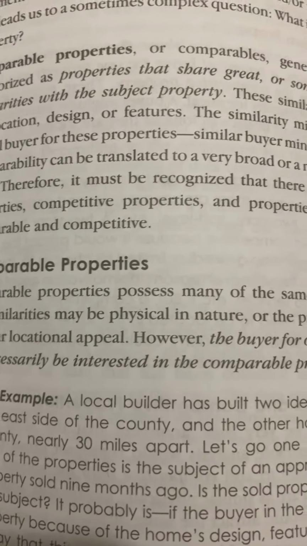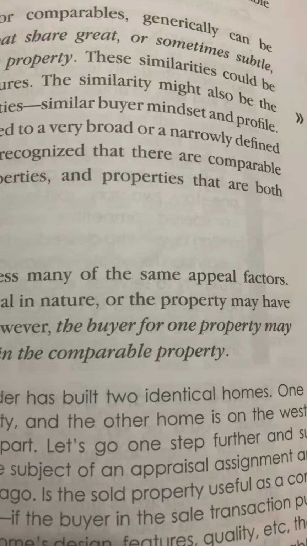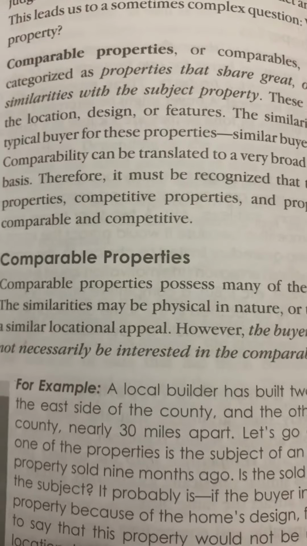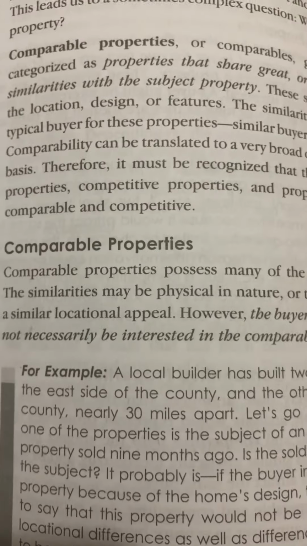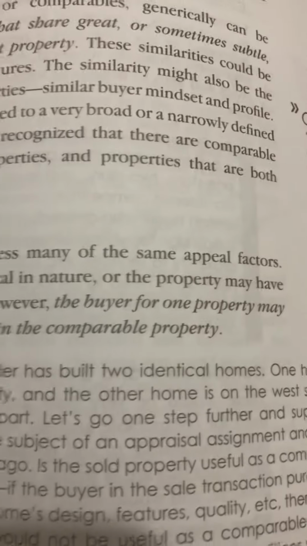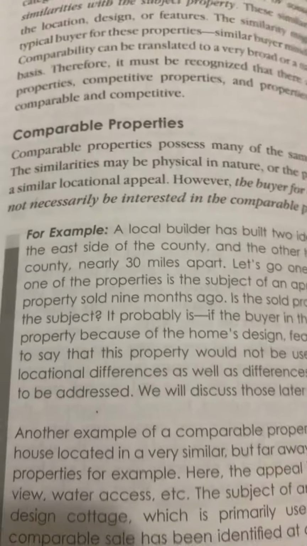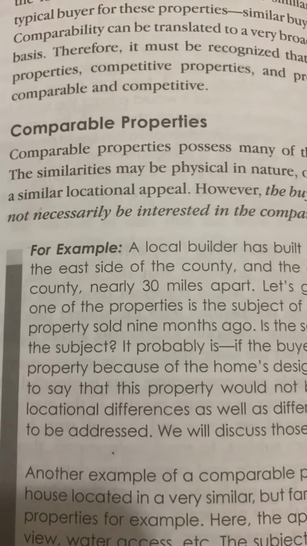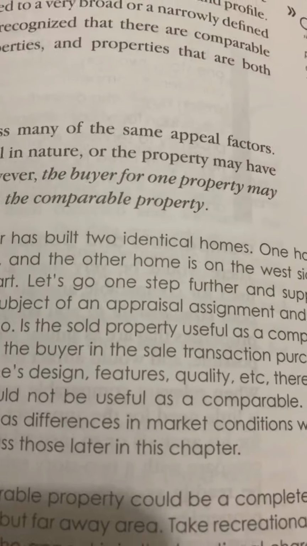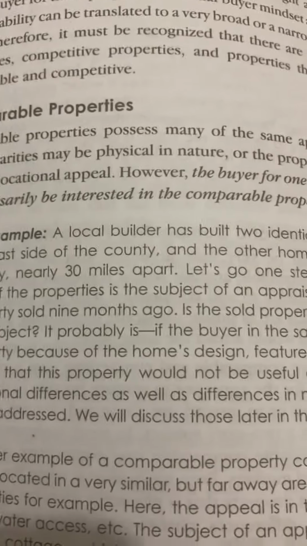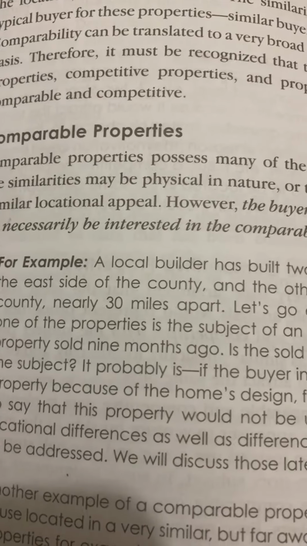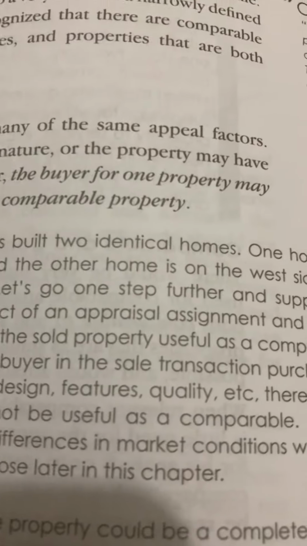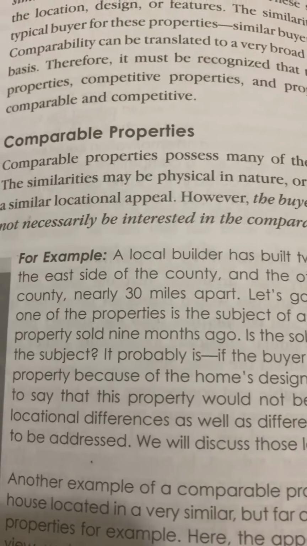Comparability can be translated to a very broad or a narrowly defined basis. Therefore, it must be recognized that there are comparable properties, competitive properties, and properties that are both comparable and competitive. Comparable properties. Comparable properties possess many of the same appeal factors. The similarities may be physical in nature, or the property may have a similar locational appeal. However, the buyer for one property may not necessarily be interested in the comparable property.